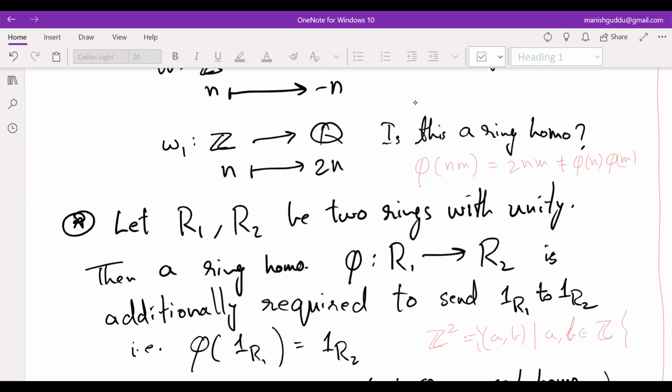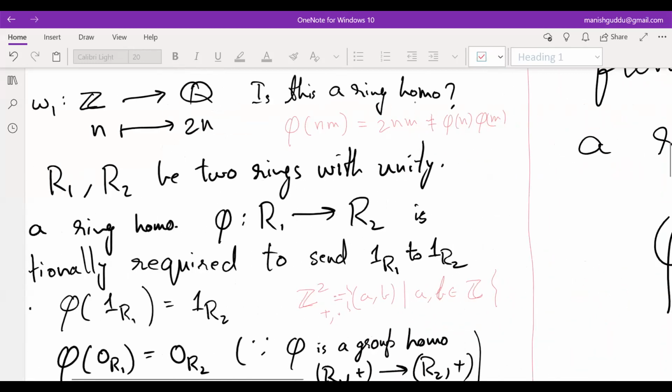So this is, you do component-wise addition and multiplication. A1 B1 plus A2 B2 is A1 plus A2, comma B1 plus B2, and similarly multiplication.